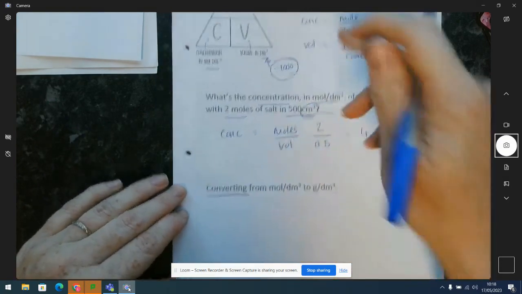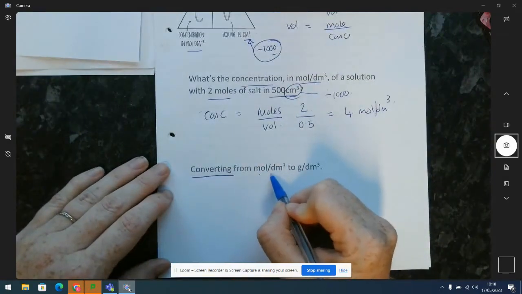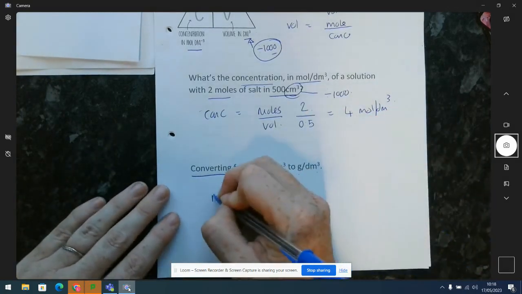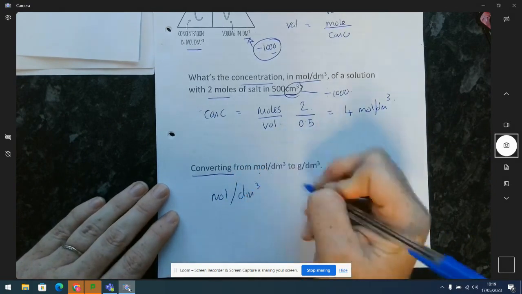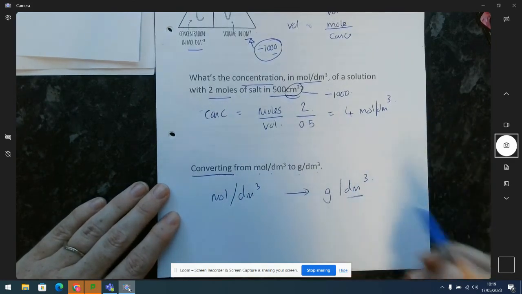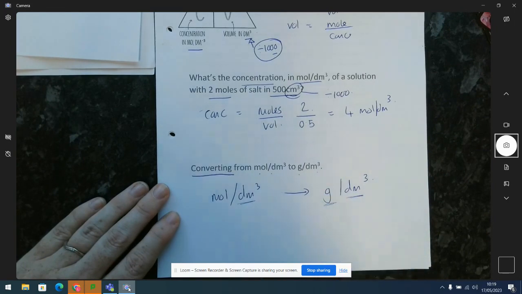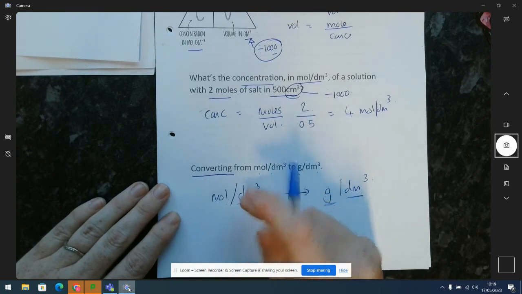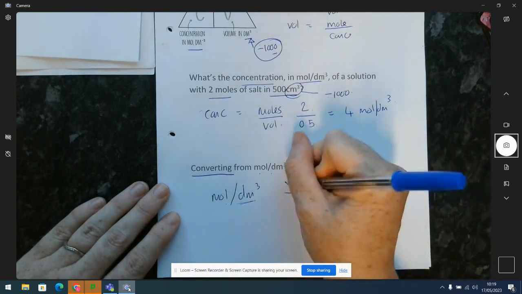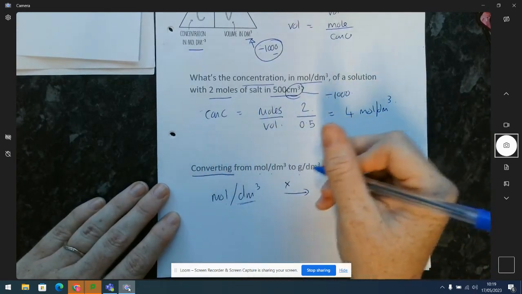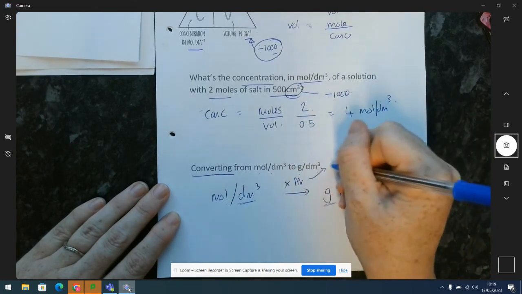But often you find that you're asked to convert from moles per decimeters cubed into grams per decimeters cubed. And for some reason, students find that a little bit tricky. But essentially, all you're doing when you're converting moles per decimeters cubed into grams per decimeters cubed, so think about this logically, that's a volume, that's a volume, that's a mass, okay, this is moles. So actually, if I was wanting to convert moles per decimeters cubed into grams per decimeters cubed, all I would have to do is times the concentration I've calculated in moles per decimeters cubed by the MR of the substance.